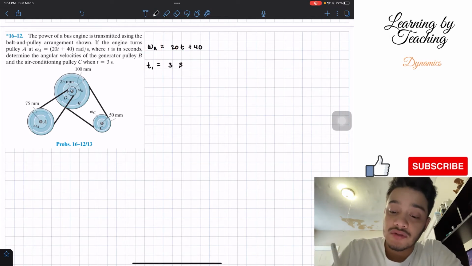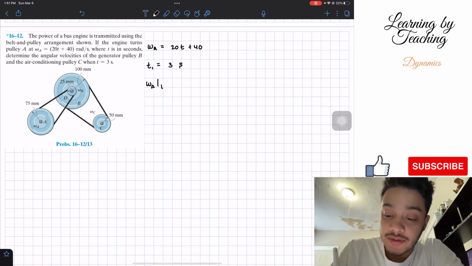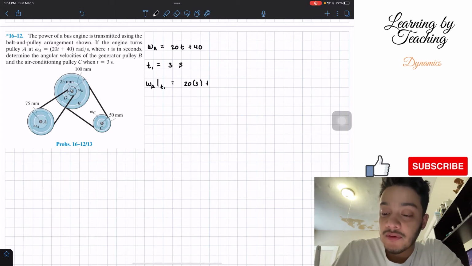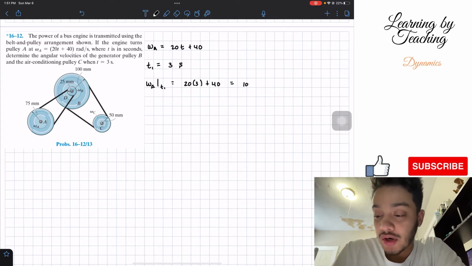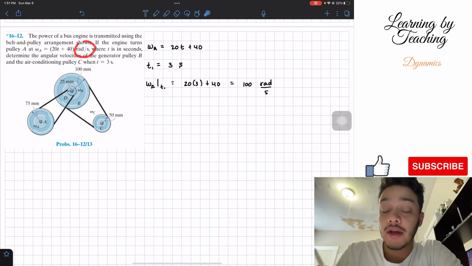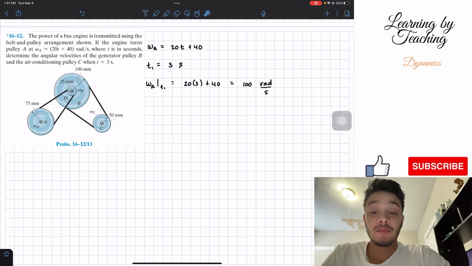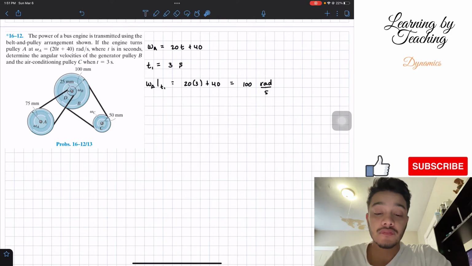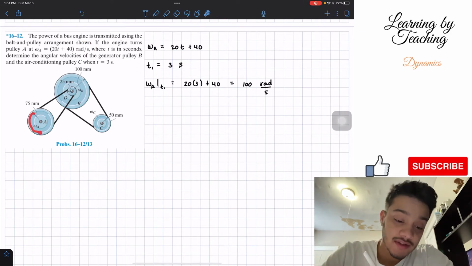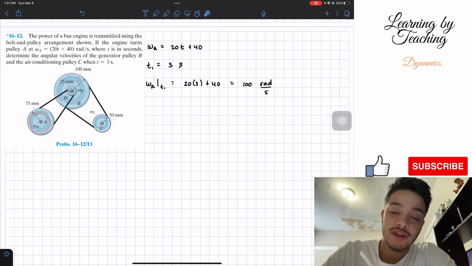Now that I have my time and the angular velocity describing the time, I'm going to evaluate this angular velocity of A when t equals t1. This should be equal to 20 multiplied by 3 plus 40. So this should be equal to 100, and the units are radians per second. Now that we have the angular velocity of disk A, let's evaluate a point on this disk A.